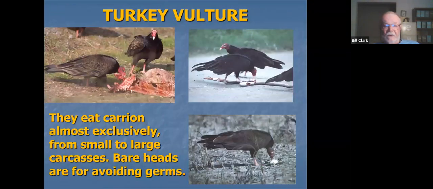Turkey vultures eat carrion almost exclusively. There are a few reports of them eating something live that can't really fight back. But they feed on small to large carcasses. The bare head they have is for avoiding germs that can stay with them. So all the pathogens that might be in something like this dead carcass get on the head, and they're exposed. They can't find a cover, and the ultraviolet will eventually kill them. But they can eat on some rather small stuff too.